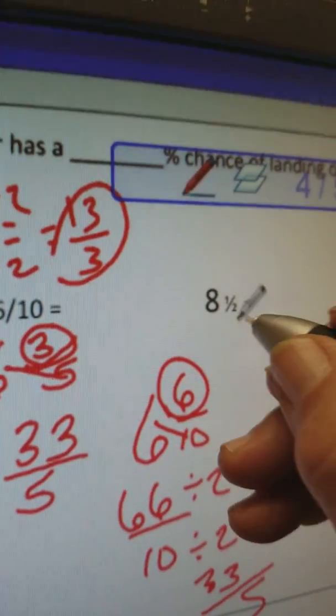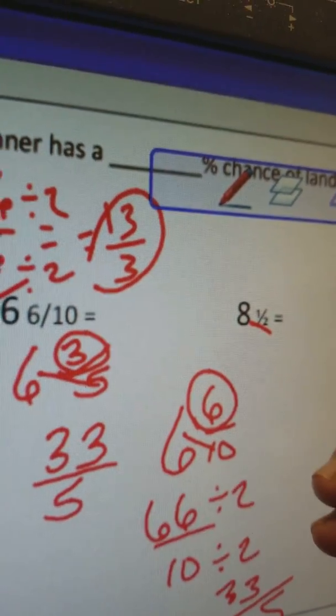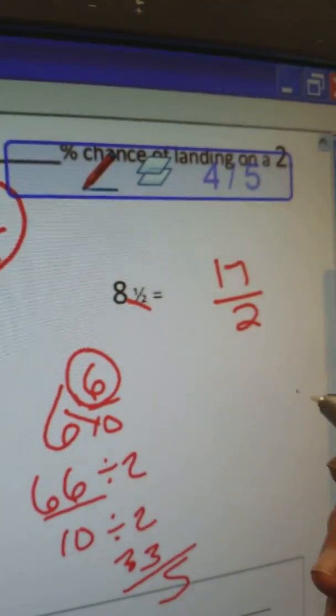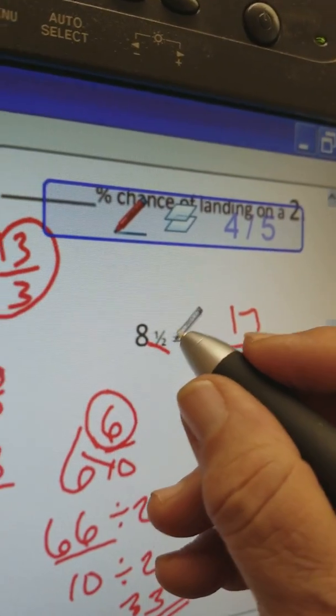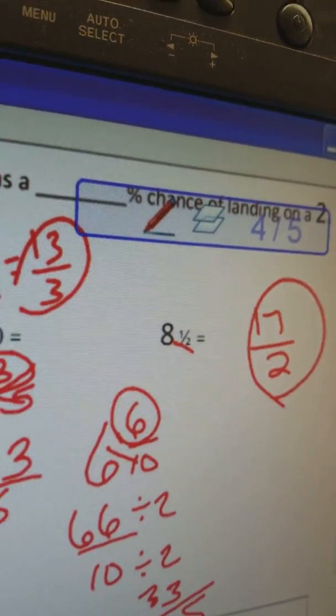The last one's really easy. 8 times 2 is 16. Add your 1 is 17 over 2. That's 16 plus 1 is 17 over 2. Final answer.